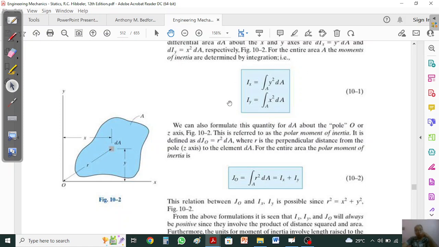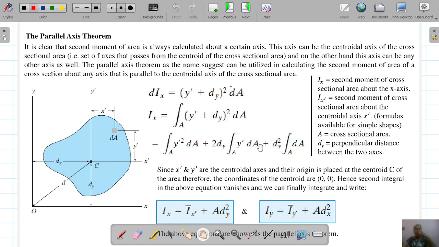So this explains the physical significance of Ix equals integral of y square dA and Iy equals integral of x square dA. So what does that actually mean? Now we can turn our attention to the main topic.